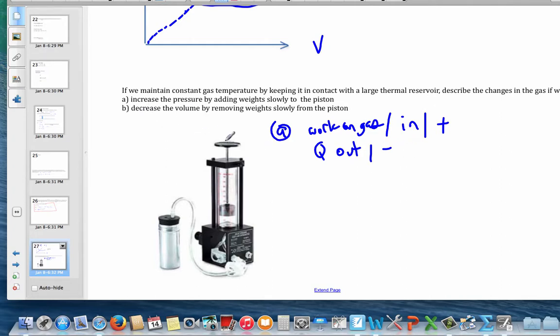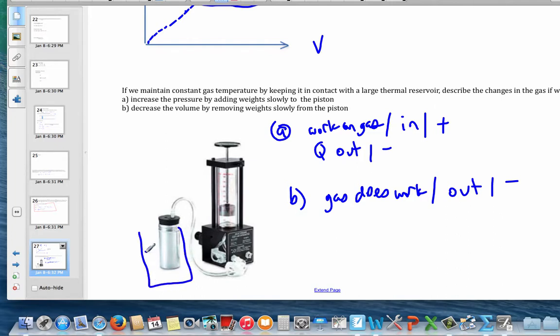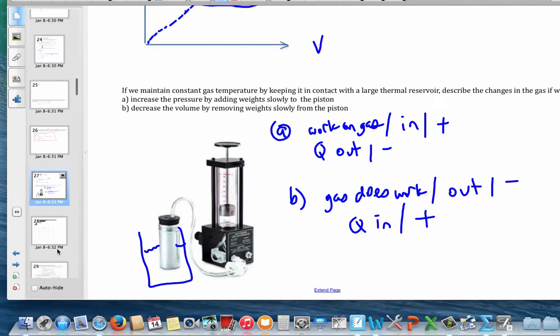Now, if you were to take some little weights off the top and allow it to expand, then the gas is doing work, and so that's work out, that's negative. That's going to cool the gas a little bit, and then thermal energy will flow into the gas from the thermal reservoir that it's sitting in. So it's sitting in a bath here to keep it at constant temperature. And so thermal energy will flow in, and that's positive. And we'll do that demonstration in class. So that's how you can maintain an isotherm.